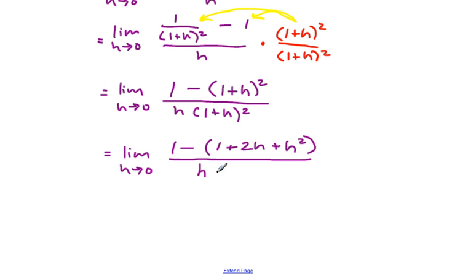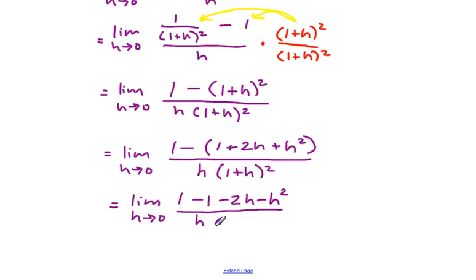And I want you to notice I keep writing the limit as h approaches 0 because I have not taken the limit yet. So now this equals the limit as h approaches 0. Now I'm going to distribute that negative. So I get 1 minus 1 minus 2h minus h squared all over h times 1 plus h squared. And now I see that the 1's are going to cancel.